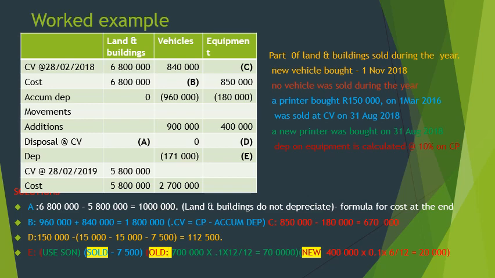You need to see that one. I have made a mistake. It should be 70,000 instead of 700,000. So our depreciation for the year is 7,500 plus 70,000 plus 20,000. That is our E.